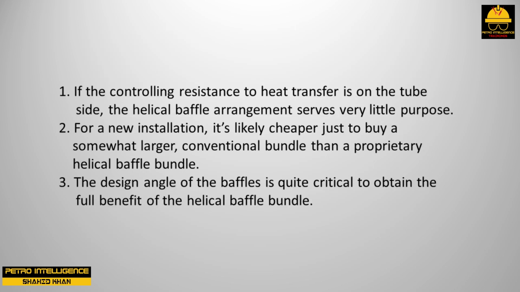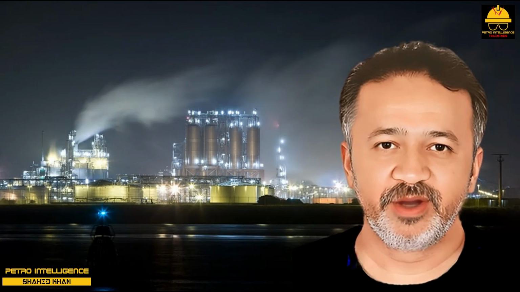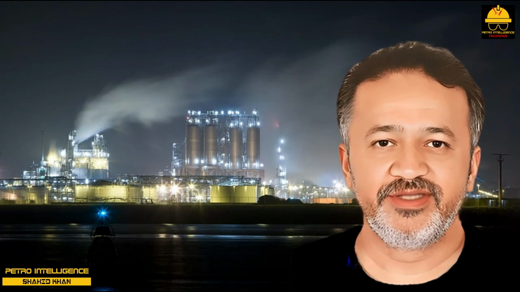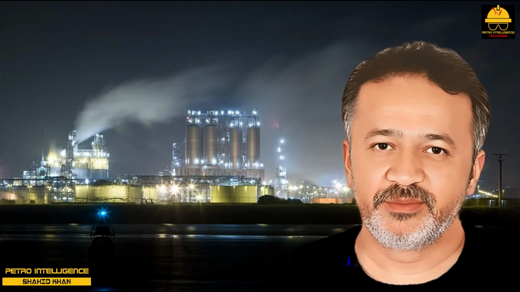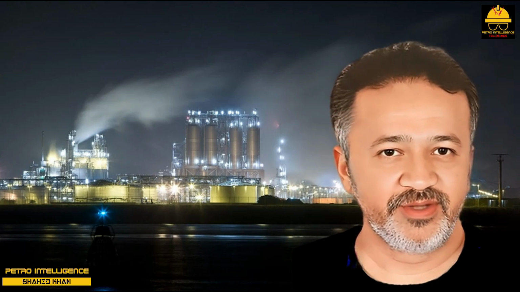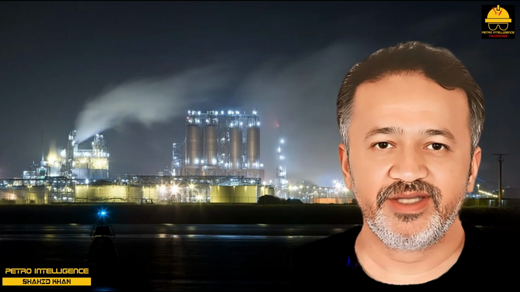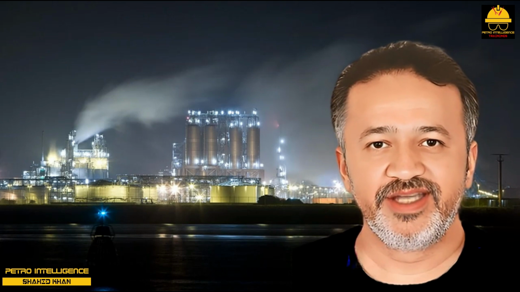1. If the controlling resistance to heat transfer is on the tube side, the helical baffle arrangement serves very little purpose. 2. For a new installation, it's likely cheaper just to buy a somewhat larger, conventional bundle than a proprietary helical baffle bundle. 3. The design angle of the baffles is quite critical to obtain the full benefit of the helical baffle bundle. The helical baffle bundle is best used during retrofits to existing exchangers, if the controlling resistance to heat transfer is on the shell side. Spiral heat exchangers are excellent in fouling services. However, after cleaning, they are difficult to reassemble without internal leakage.